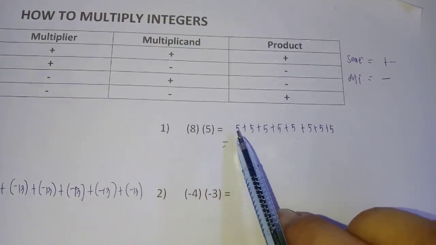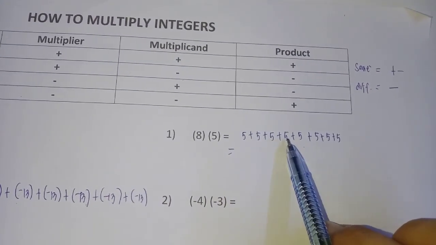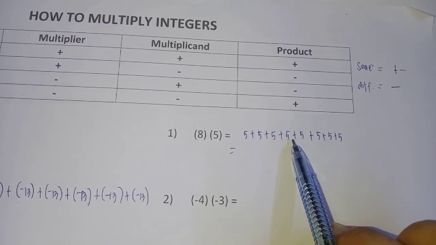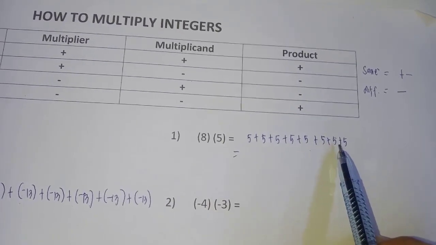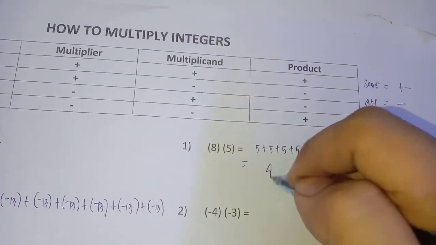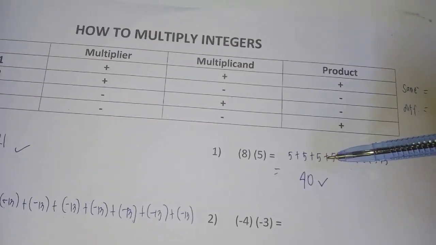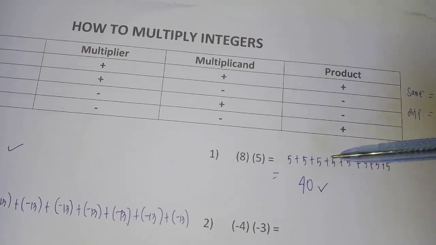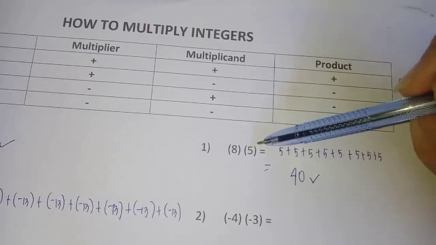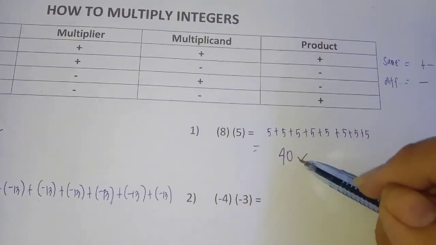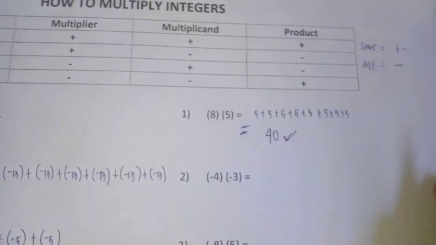So let's add 5 plus 5, 10, plus 5, 15, plus 5, 20, plus 5, 25, plus 5, 30, plus 5, 35, plus 5, 40. So that means 8 times 5 is equal to 40. Again, this is case number 1. If the integers have the same sign, 8 is positive and 5 is also positive, their product is always positive. So we get a product of positive 40.